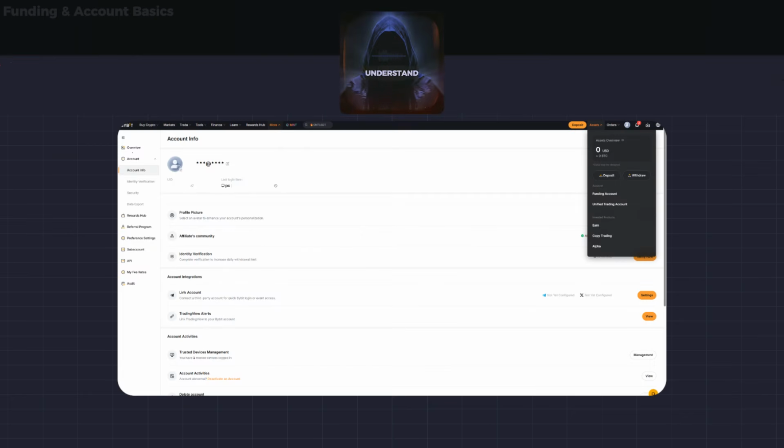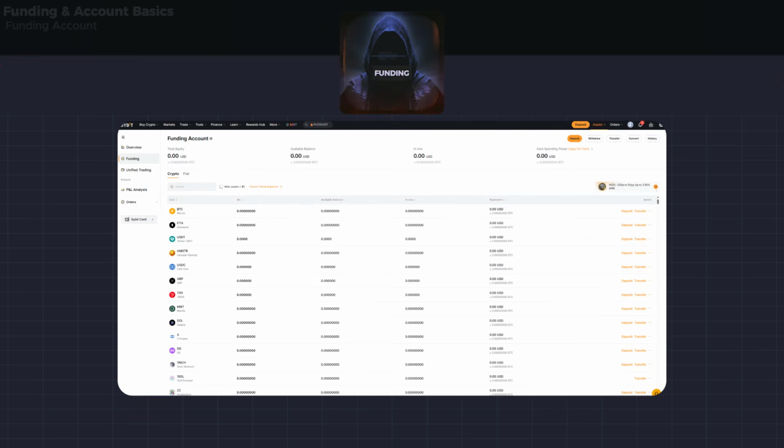First, let's understand where your money actually is. Go to the top right panel. Assets. Account. Here you'll see two main accounts, funding account and unified trading account. Important. Your funds are separated between these accounts, and each one serves a different purpose. Let's start with the funding account.